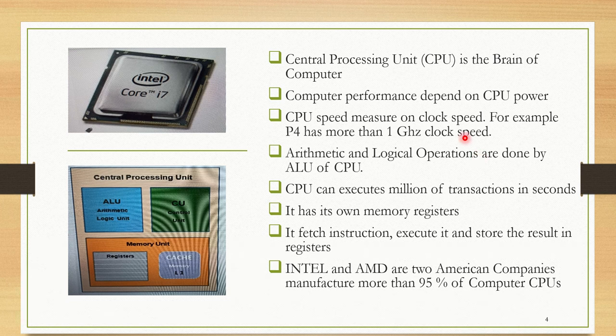Now, computer performance depends on clock speed. CPU speed is measured in clock speed. For example, a P4 machine has more than 1 gigahertz clock speed, so it is faster than a 286 machine. CPU from outside looks like this. This is an Intel CPU, Core i7.